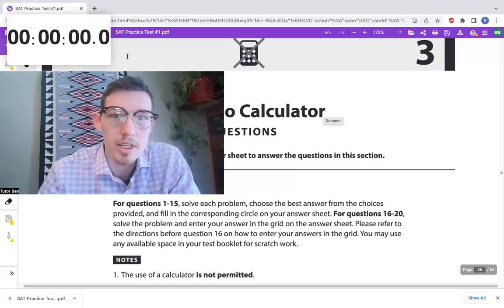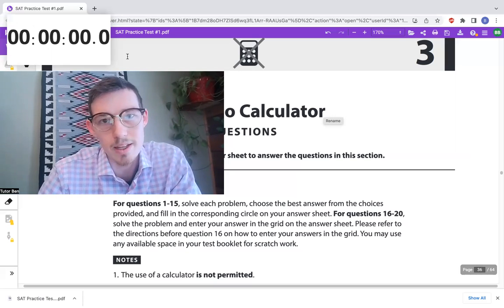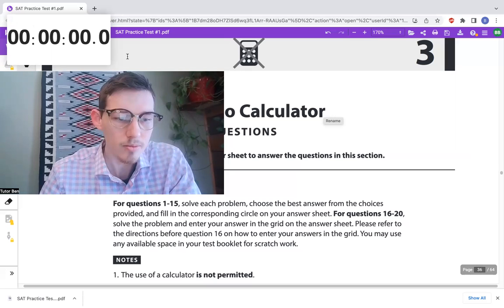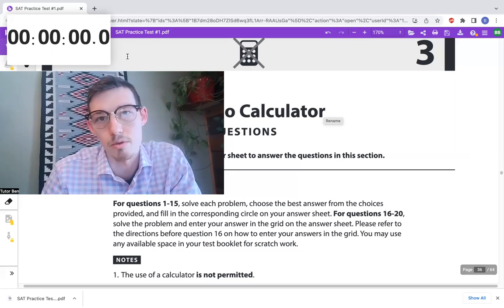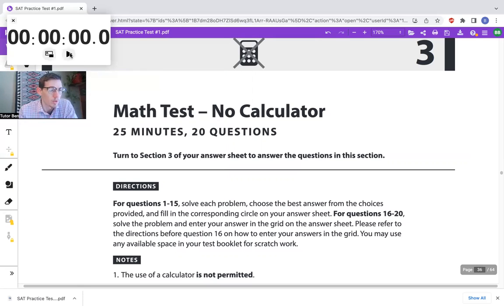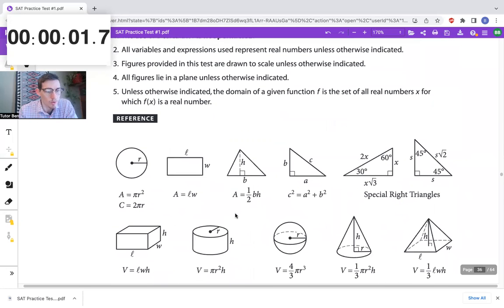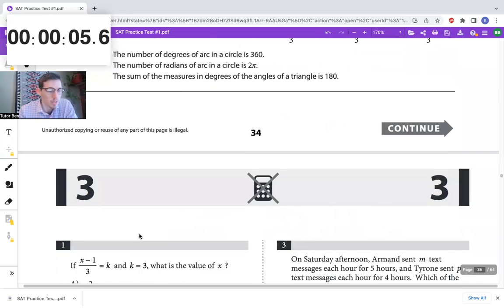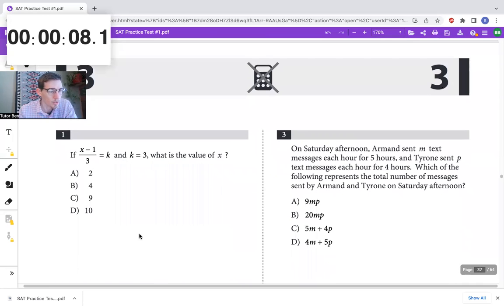I'm going to run a timer for myself just so that I get used to that sense of being timed, and so that you also have a sense of what it's like going through these questions at a comfortable pace. So that being said, I'm going to start my timer and jump into these questions. Don't forget you have the formula reference sheet up here if we ever need it. I'm just going to jump in here to number 1.